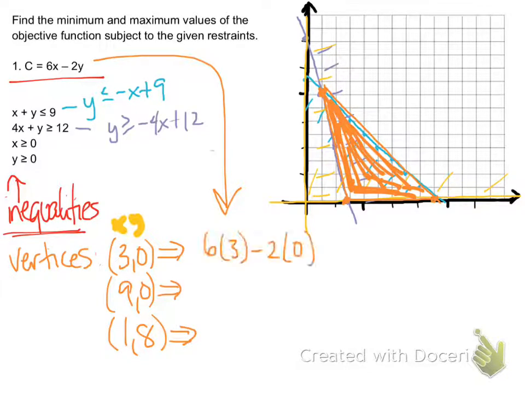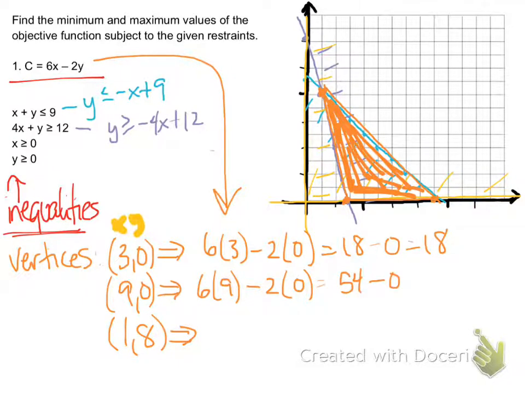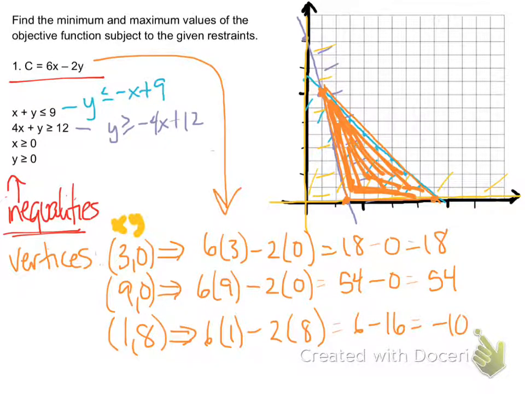So plugging in the 3 and the 0 for x and y, we're going to get 18 minus 0, so we get a value of 18. We're going to do this for all of the vertices. So again, plugging in 9 and 0, 54 minus 0 gives us 54. And then again, plugging in 1 and 8 for the x and the y, we're going to get 6 minus 16, and so we're going to get negative 10.